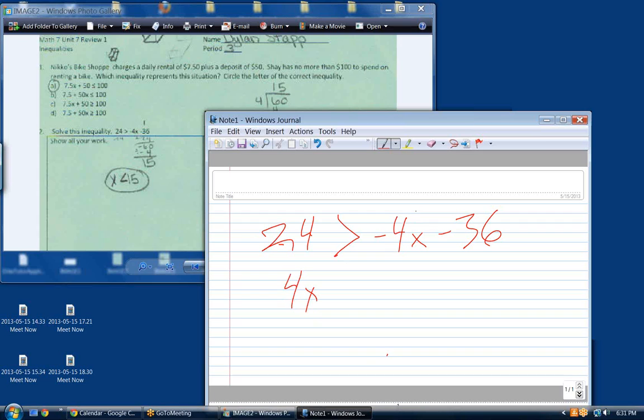If I move this 4x, you might be getting confused: if you move this to the other side, you do not have to change the direction of the inequality. It's only if you have to divide by a negative number that you switch the sign. But I'm not dividing by a negative number. I'm adding 4x to both sides. And then I'm going to subtract 24 from both sides. And now I'm going to divide both sides by 4.